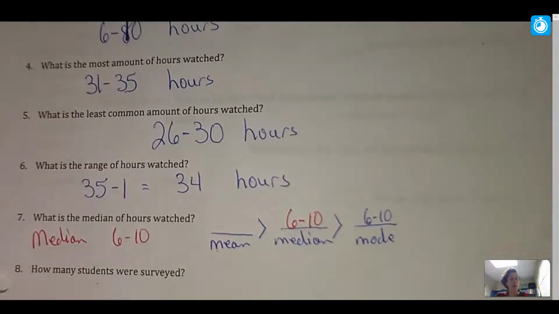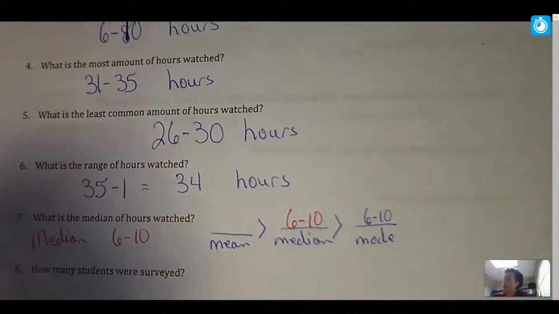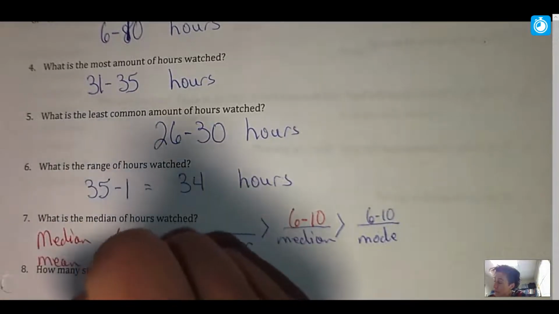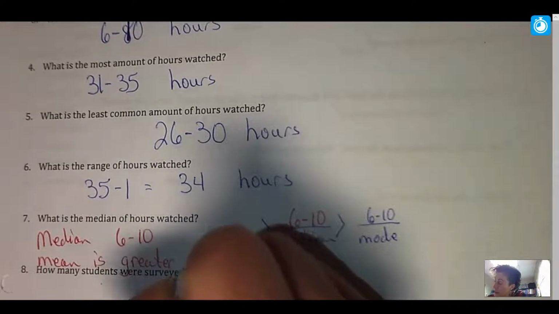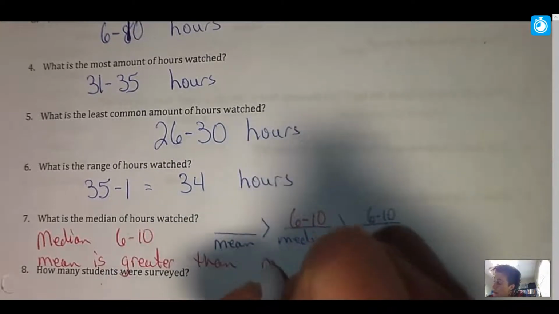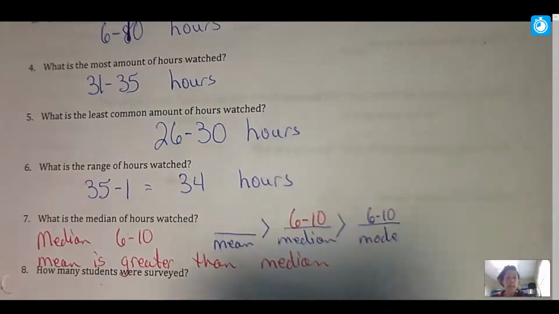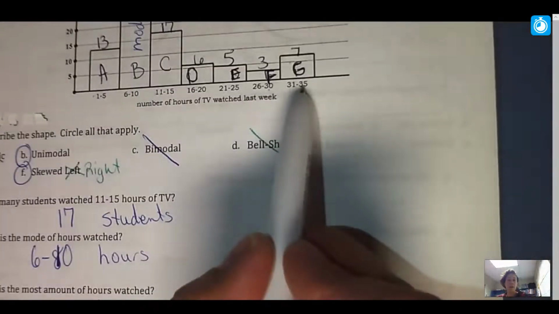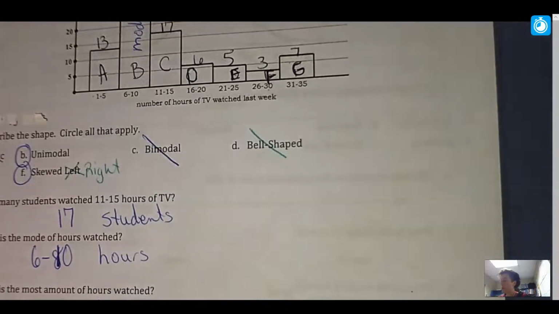I think a better question would have been, how does the mean compare to the median? That's what I would change it to. And I would say the mean is greater than median. So the tail pulls the mean. So if the tail is on the right side, that means the mean is more on the right side, which means it's the bigger number, because bigger numbers are on the right side versus smaller numbers on the left side.